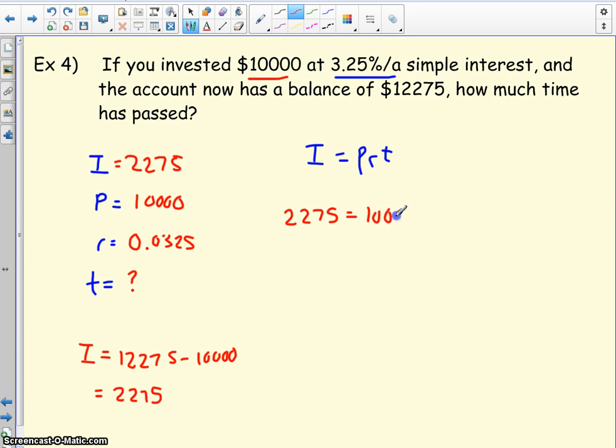My principal is $10,000. My R as a decimal is 0.0325, and I need to solve for time. Okay, so I want you to solve this equation for t. Let's see what we get. So when I solve for this, I divide both sides of the equation by 10,000, divide both sides of the equation by 0.0325. I get t equals 7. So what that's telling me is that 7 years have passed.